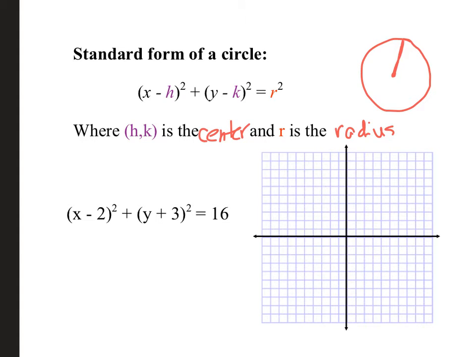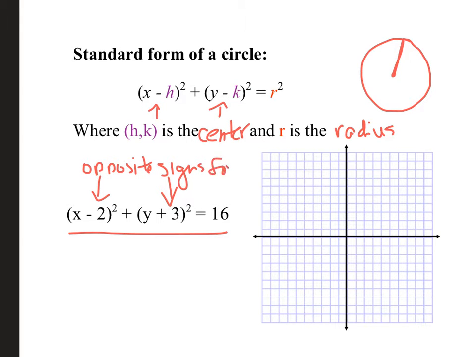Okay, so for this particular one right here, the center, notice these are minus signs here. What that means is these numbers that we have here are going to be opposite signs in the center. So if it's x minus 2, then the x part of the coordinate is going to be positive 2. And then the y coordinate, this is positive 3, so it's going to be negative 3. So this is our center.